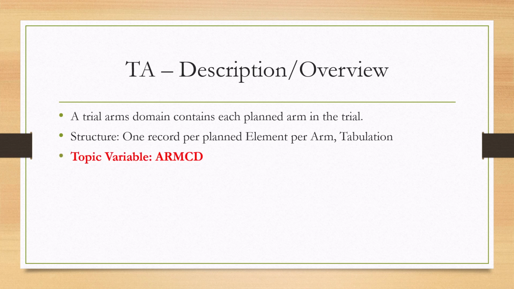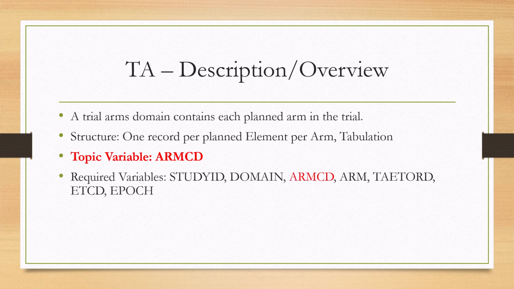The topic variable will be ARMCD here. The required variables are STUDYID, DOMAIN, ARMCD, ARM, TAETORD, which is the element order sequence, then ETCD and EPOCH. Expected variables are TABRANCH and TATRANS.